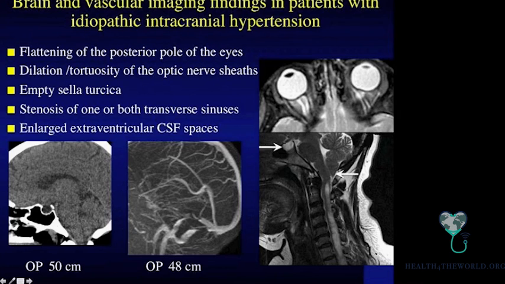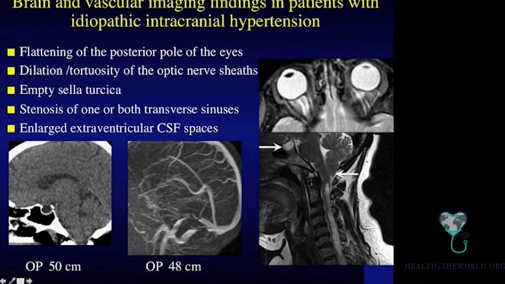And what's very interesting is that it has been shown that in these patients, particularly those who are symptomatic, may have a stenosis or at least a compression of the transverse sigmoid sinus at the point at which an arachnoid granulation typically occurs, right before the sigmoid sinus. So here you see a lateral view of two transverse sinuses.